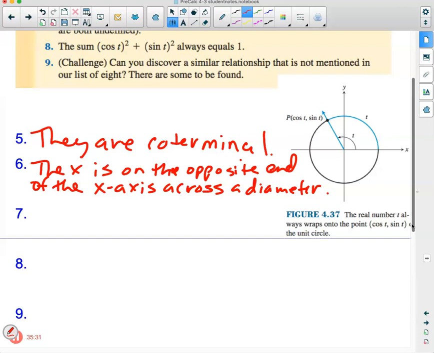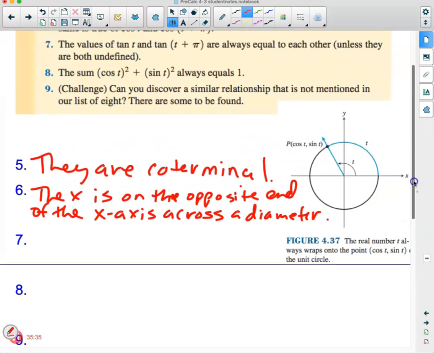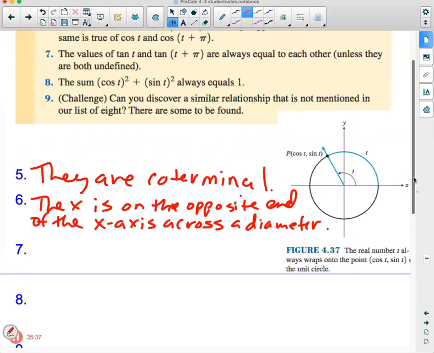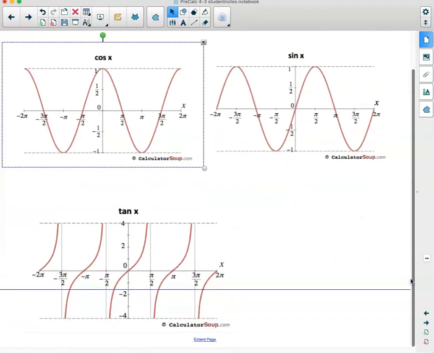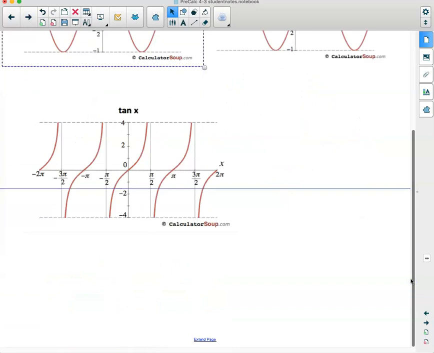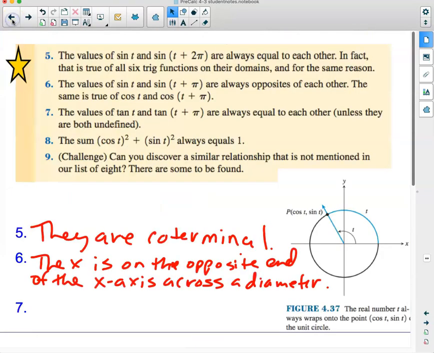Alrighty, so the next one says the values of tangent t and tangent t plus pi are always equal to each other, unless they're both undefined. Tangent is unique. So here's tangent, down here. And notice how it just repeats again and again. So that one's a little bit different.